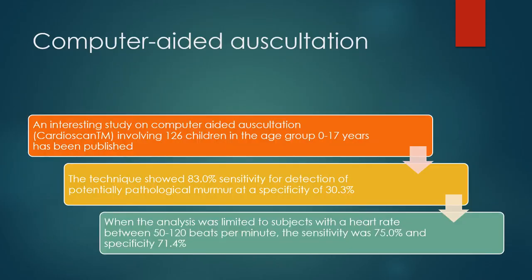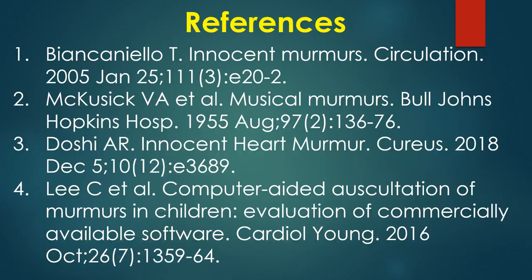An interesting study on computer-aided auscultation involving 126 children in the age group 0 to 17 years has been published. The technique showed 83% sensitivity for detection of potentially pathological murmur at a specificity of 30.3%. When the analysis was limited to subjects with a heart rate between 75 to 120 beats per minute, the sensitivity was 75% and specificity 71.4%.